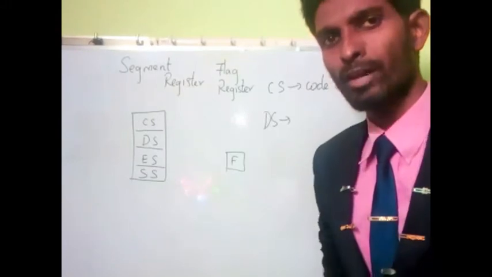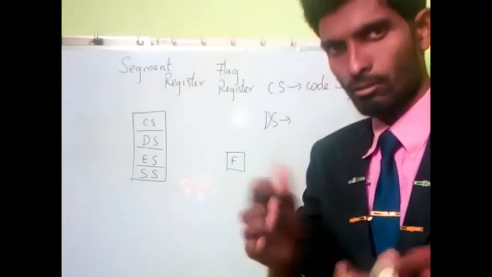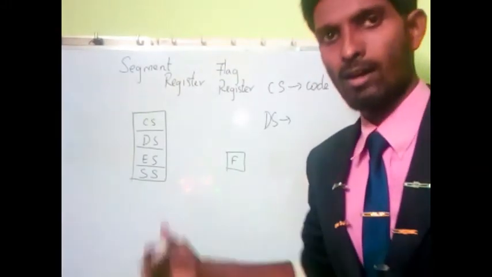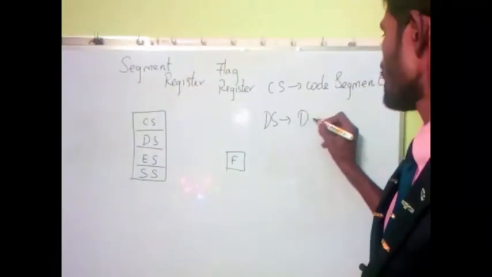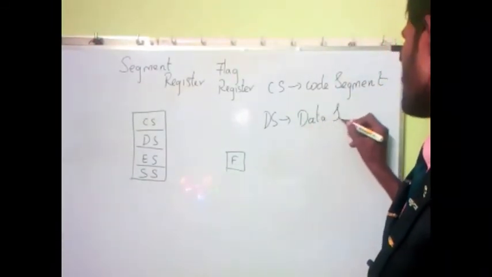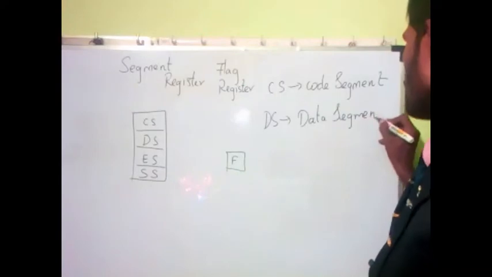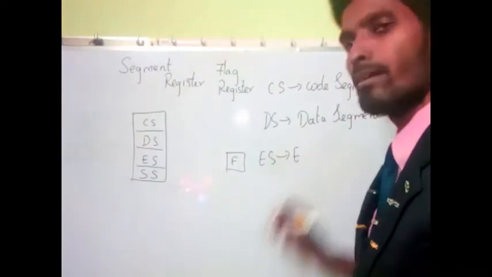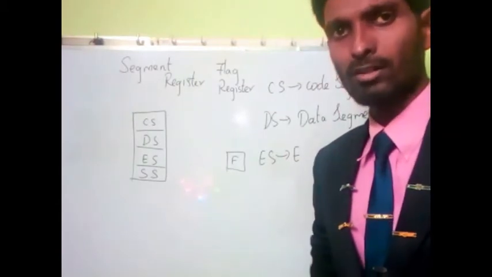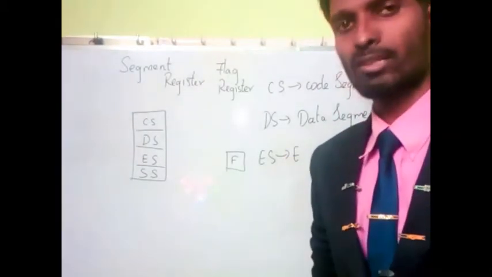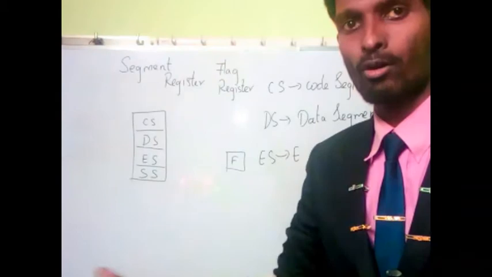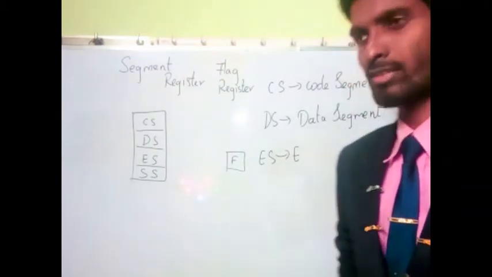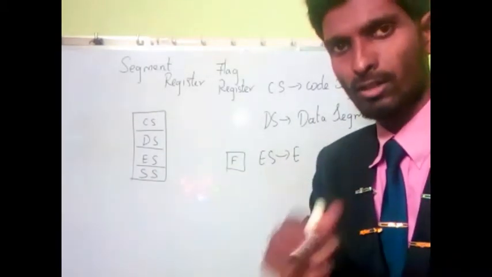Data segment means where your data will be stored. We will see more about it later. And ES means extra segment. Extra segment and DS both are said to store data. Extra segment means an extra addition of more bits. Each and every bit represents data.